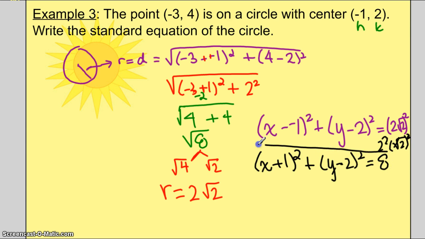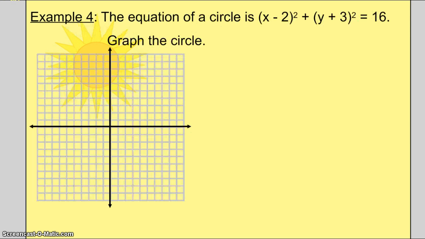That's a really funny looking 8. Almost as good as my circle. Almost. But not quite.